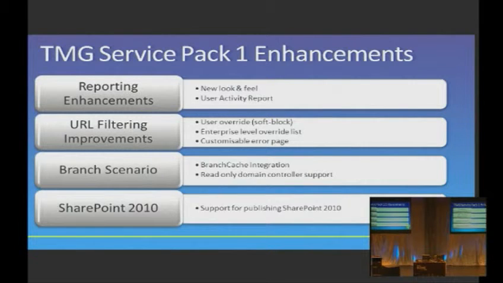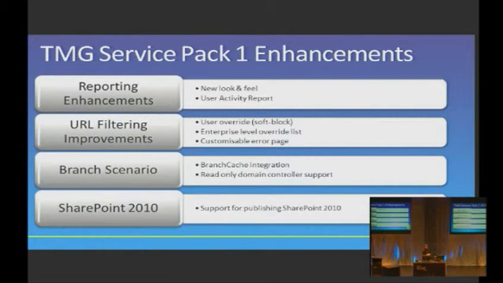We talked about the user override. There's also the enterprise level override, so you can go in at an enterprise array level. For instance, let's say that you have multiple arrays. You might have a branch office scenario, with an array for each branch office. Before, in TMG RTM, you had to go into each array and set the overrides for the URL, whereas now you can do it at the enterprise level. They've added that in SP1. Customizable error page I mentioned.